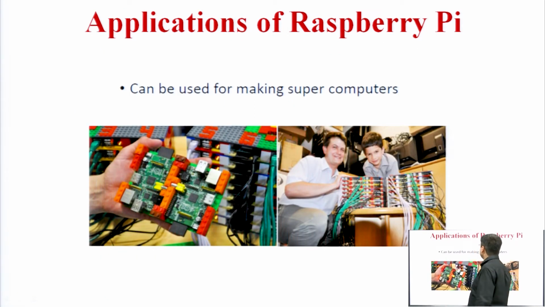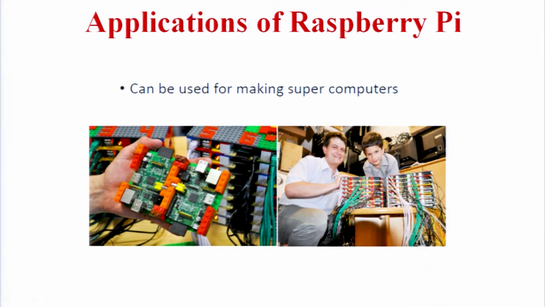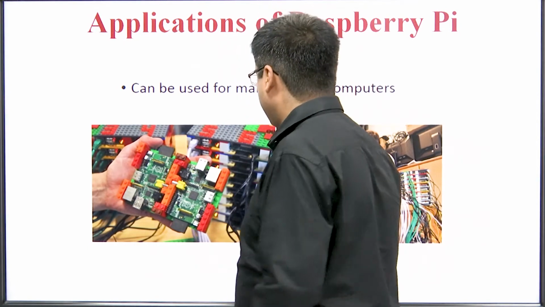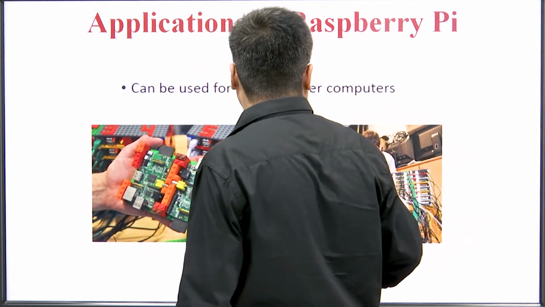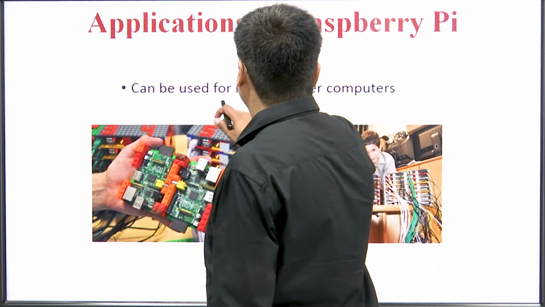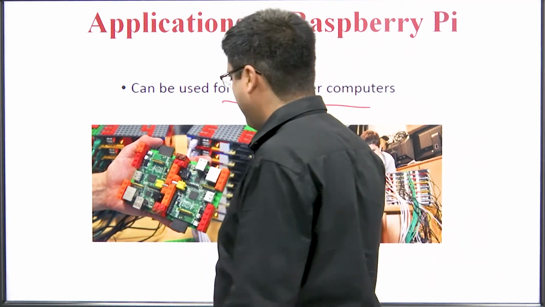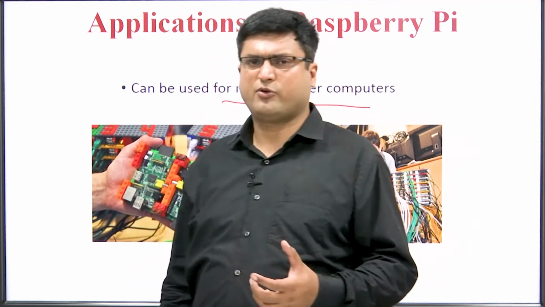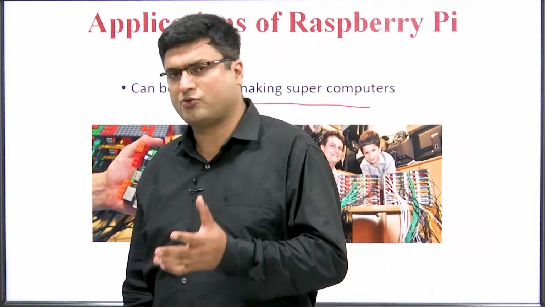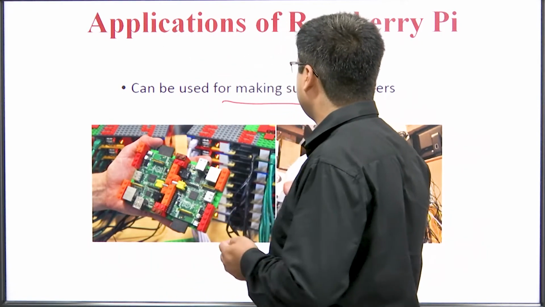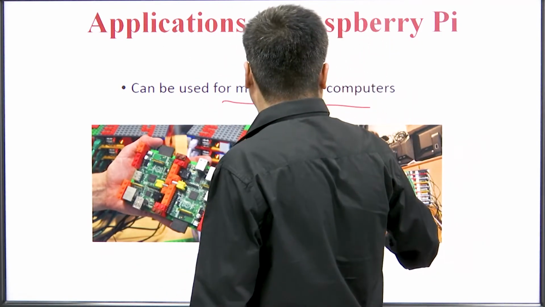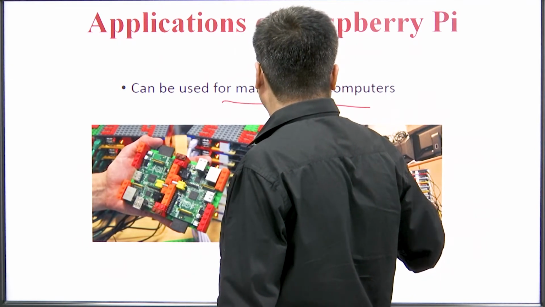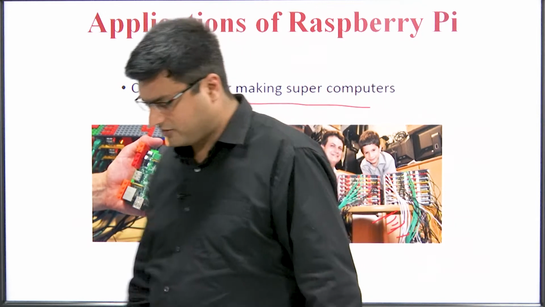So, what are the applications of Raspberry Pi? There are a lot of applications of Raspberry Pi. Here you can see smart boards. You can use Raspberry Pi for making supercomputers. Supercomputers need many small computers, so Raspberry Pi gives the solution to that. You can use many Raspberry Pi to enable our smart computers.